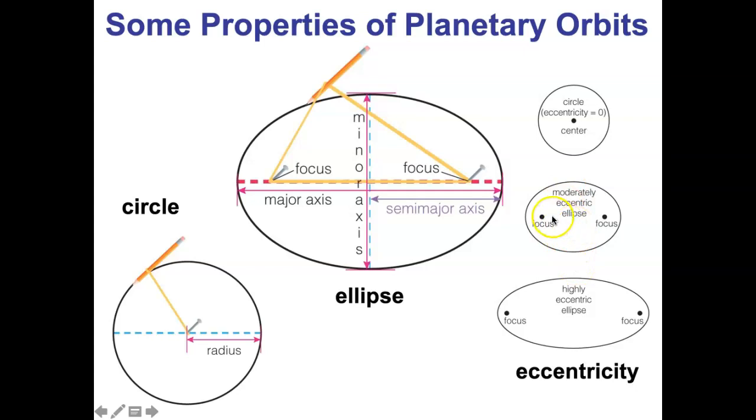And then here's an ellipse where the two focus points are a little farther apart, so you've got a moderately eccentric ellipse. It's a little stretched out. If you pull those two focus points really, really far apart, then you're going to get a really strongly stretched out ellipse, so that's a high eccentricity ellipse. So eccentricity is a number that measures the elongation, or how stretched the ellipse is. Okay?